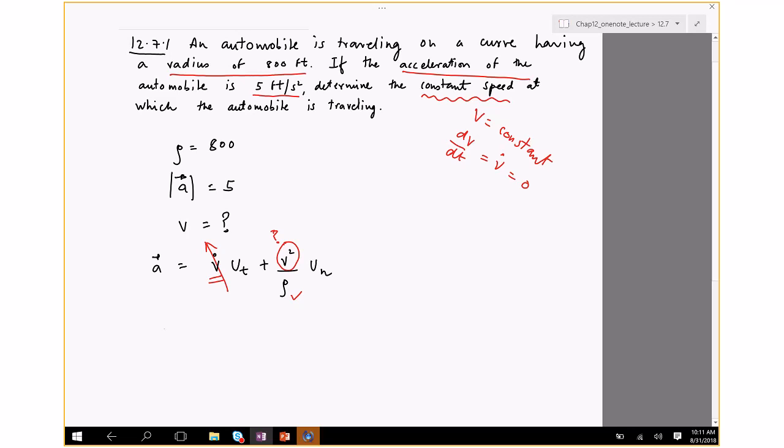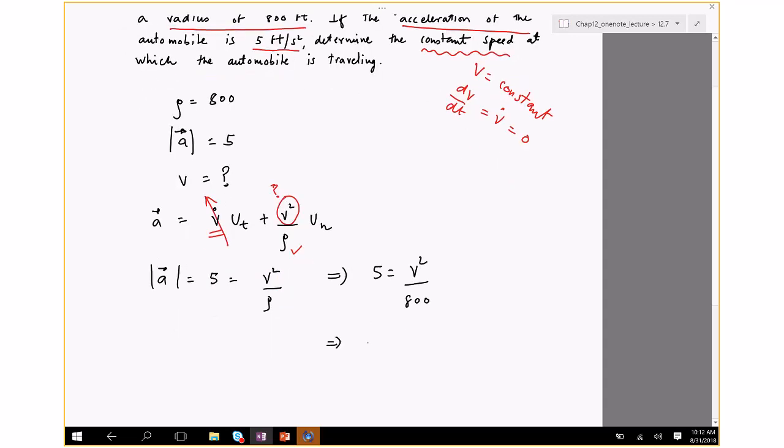Okay, so you're given acceleration, magnitude is 5, which means that v squared divided by rho is 5, and so 5 equals v squared divided by 800. So v squared is 4,000, not 40,000, and so v is 63.24 feet per second.